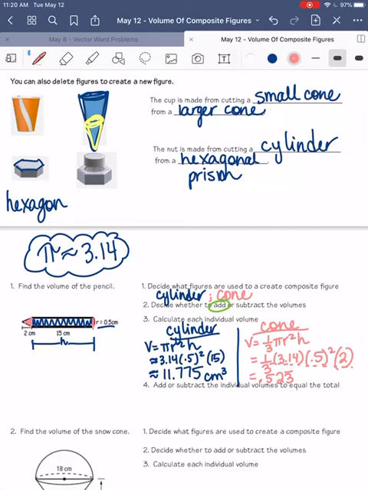All right, so now what do we do with these two things? We said we were going to add them. So we're going to go 11.775 plus 0.523, and we have approximately what the volume of the pencil is. So 11.775 plus 0.523. And our unit was centimeters cubed. All right, so y'all see what we did there? We found the individual volumes and then we just added them together.